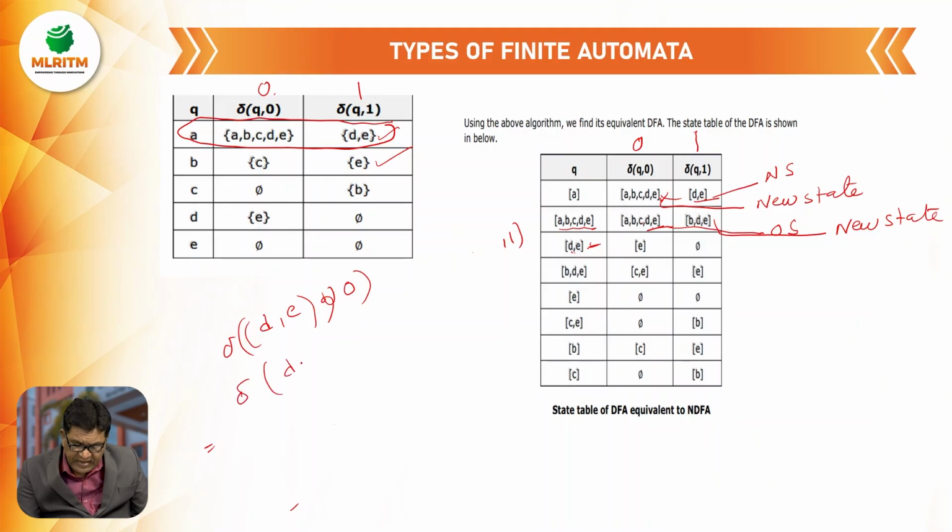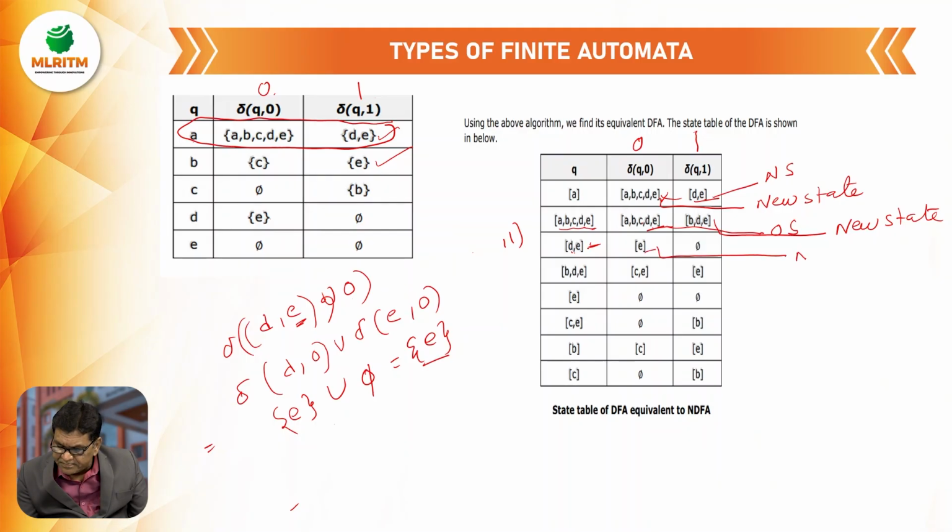Delta D with current input 0 union delta current state E comma 0. You can find out the next state. D comma 0, yes, it is E, union E comma 0 is pi. It is E. And what is that? Transition of D comma E with current input 0. So whatever E, we got that E. It is a new state.